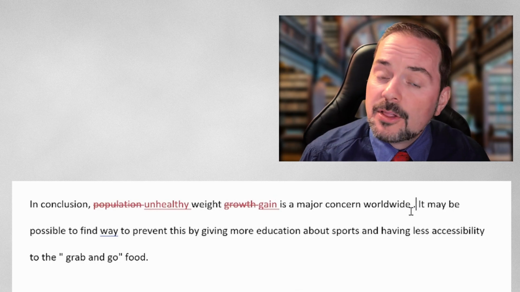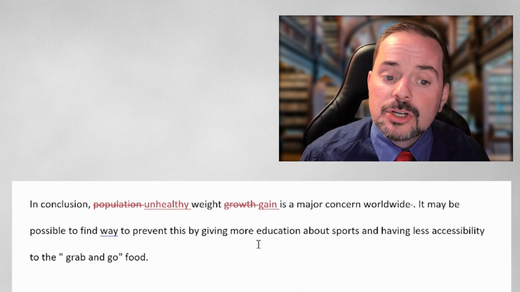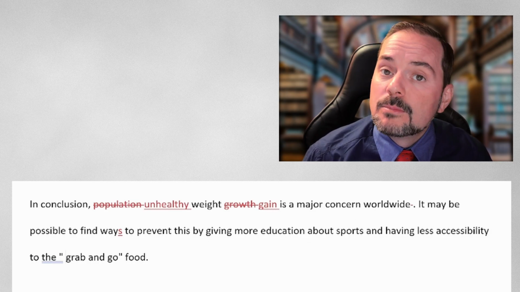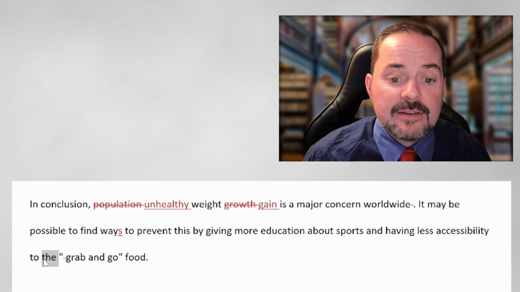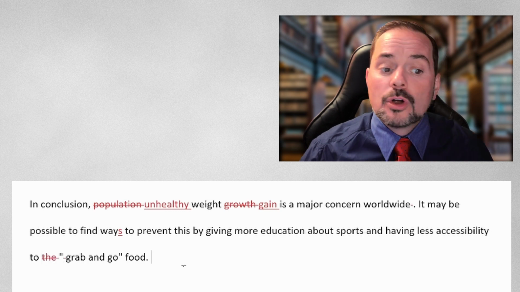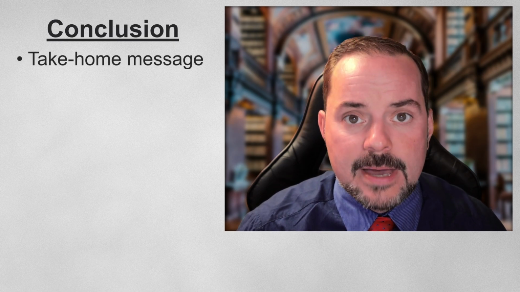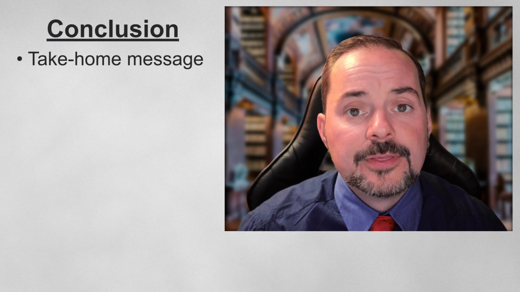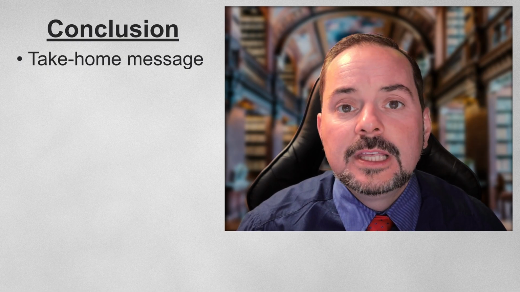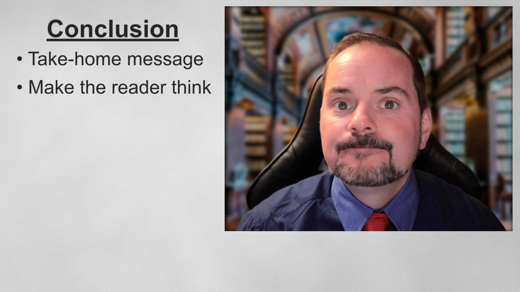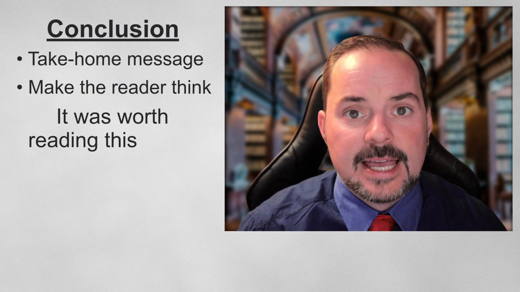In conclusion, unhealthy weight gain is a major concern worldwide. It may be possible to find ways to prevent this by giving more education about sports and having less accessibility to grab-and-go food. A major correction to the conclusion is the inclusion of a take-home message. Good essays that are at the band 7 to 9 level should leave the reader with an important thought, whereby the reader thinks it was worth reading this essay.